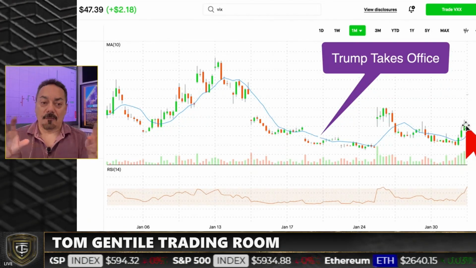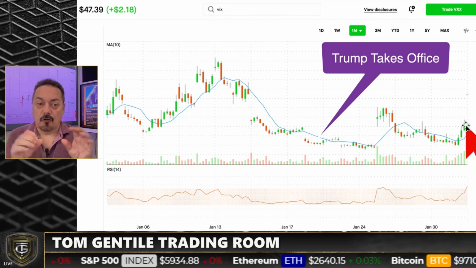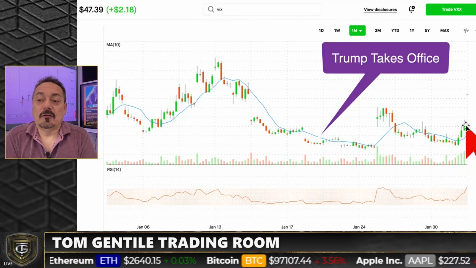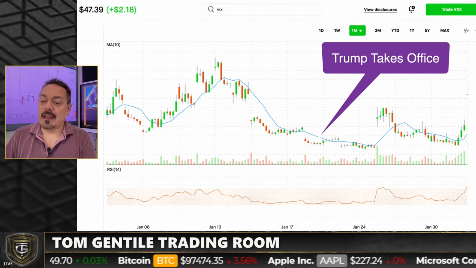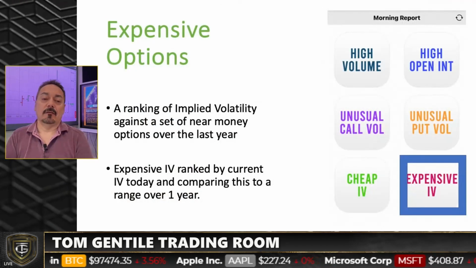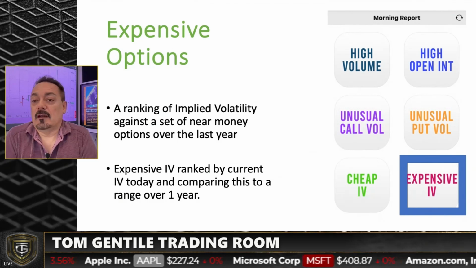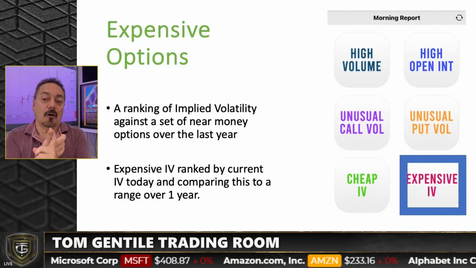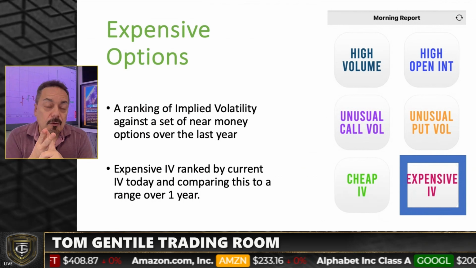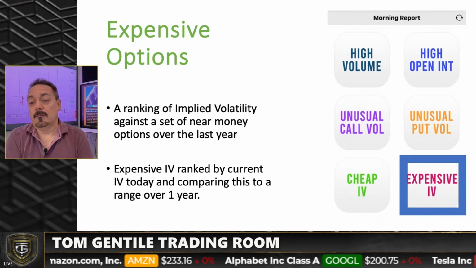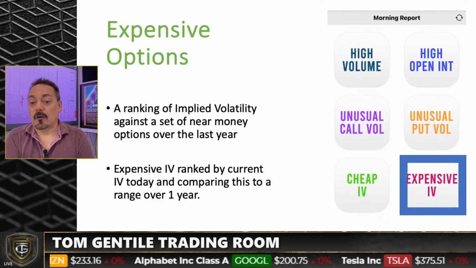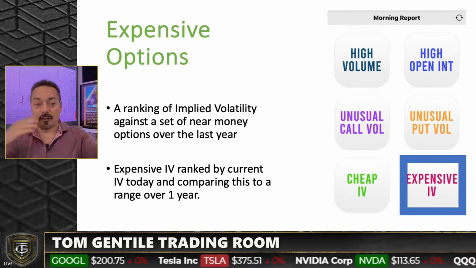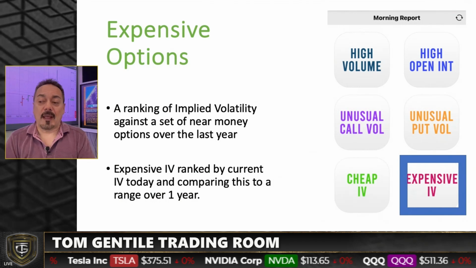But aside from all that, we could talk about ifs and whens all day long, but I'm a pattern trader. So what I like to do is find expensive volatility now. I have a number of ways of looking at this, and I use options. I look at what options have the highest volume, what options have the highest open interest, which options have unusual call option volume, what options have unusual put option volume, what options are the cheapest coming into today versus where they've been in a range over the last year, and what options are the most expensive.